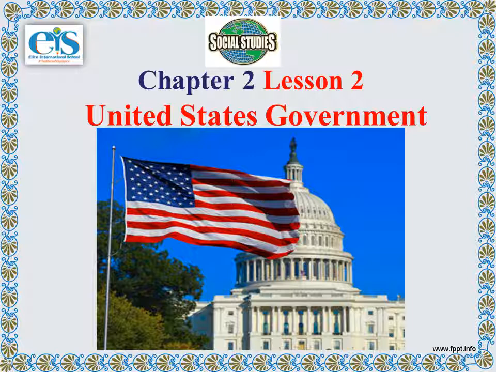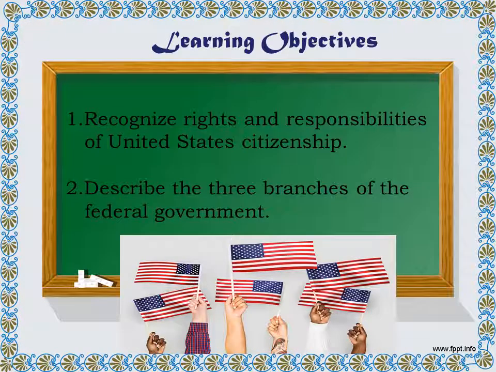Today we are going to learn about the United States government. Let's begin with the learning objectives. Number one, you'll be able to recognize rights and responsibilities of United States citizenship. And number two, you'll be able to describe the three branches of the federal government.